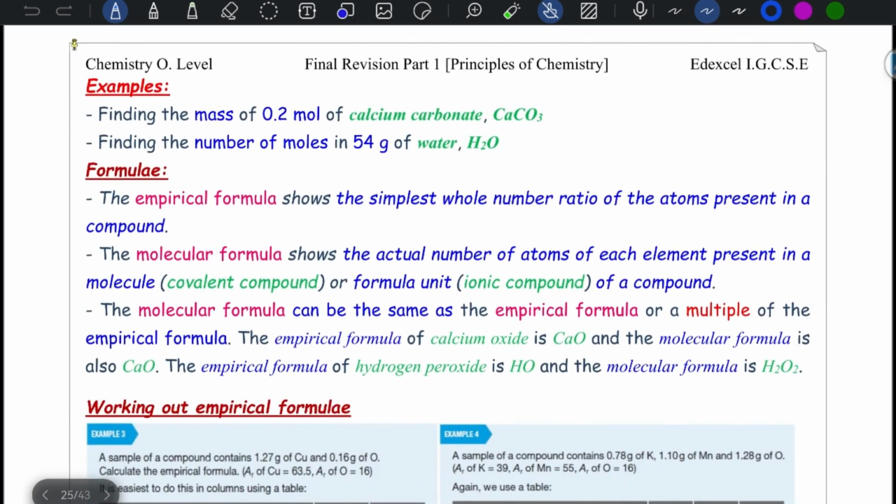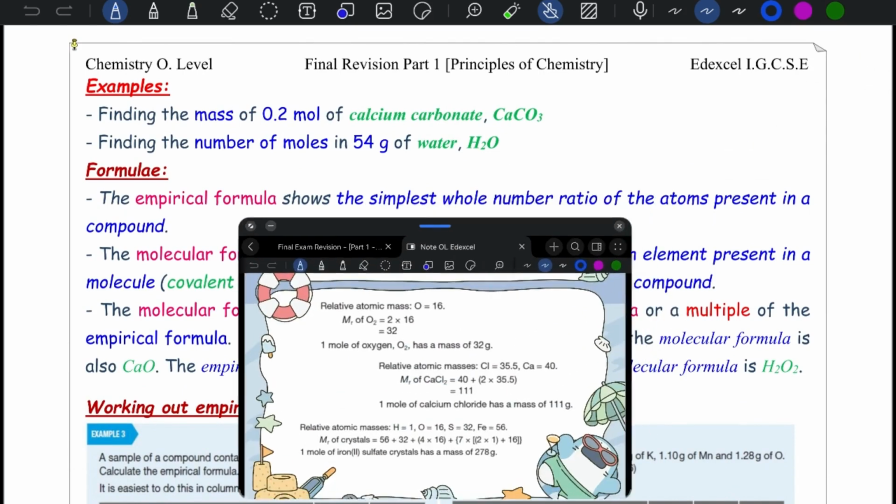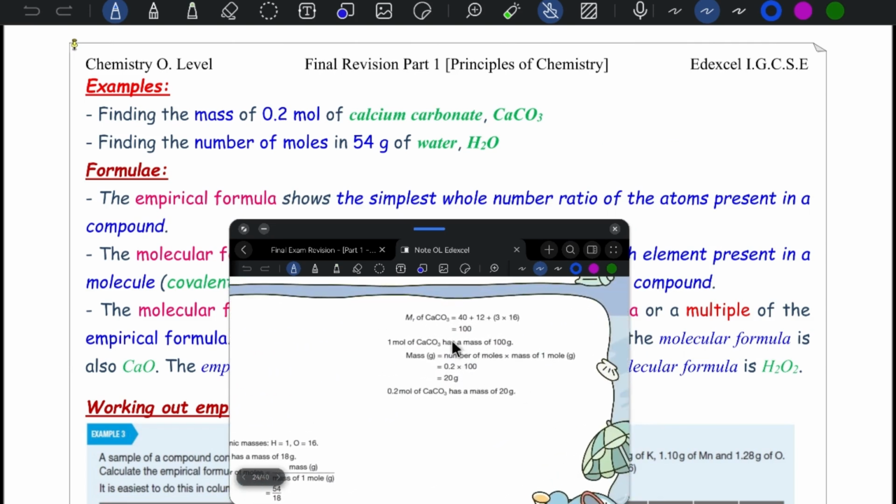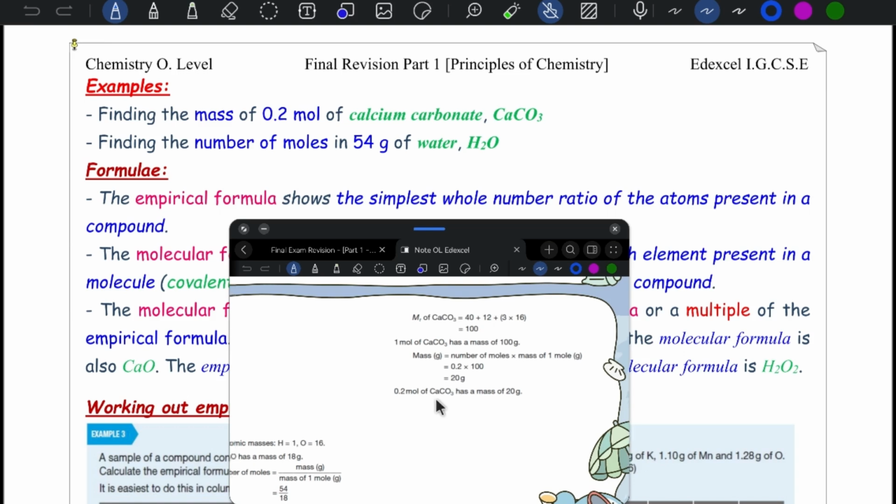Let's take some examples. First one, find the mass of 0.2 mole of calcium carbonate. We are talking about calcium carbonate, so we have to calculate MR. 40 for calcium plus 12 for carbon plus 3 multiplied by 16 for oxygen. It gives 100 MR. 1 mole has a mass of 100, but he told us 0.2 mole. Mass is equal to number of moles multiplied by mass of 1 mole. 0.2 multiplied by 100 gives 20 grams. So 0.2 mole of calcium carbonate has a mass of 20 grams.